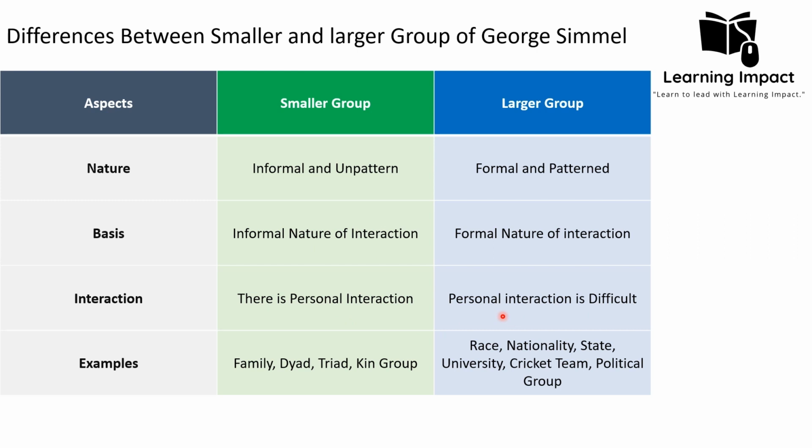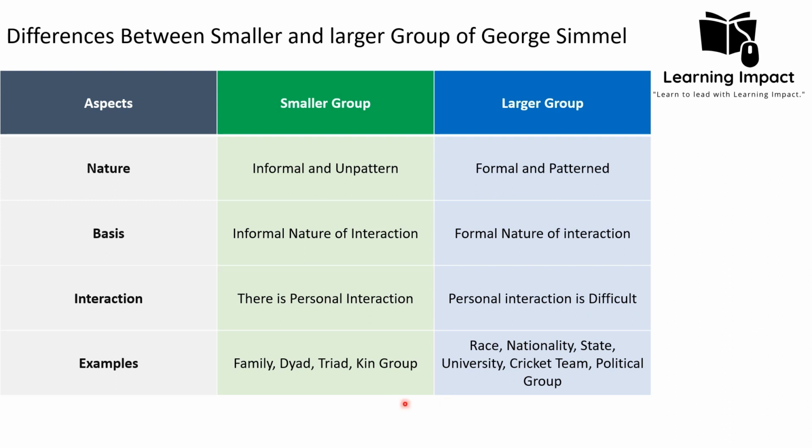less privacy. Then examples of the smaller group like family, dyad means two-member group, for example, two friends, they are interacting. Triad group which has three members. Kin group which is based on the kinship. While in case of the larger group, examples are race, nationality, state, university, cricket team, political group, or any group which has large number of people. This is considered larger group.